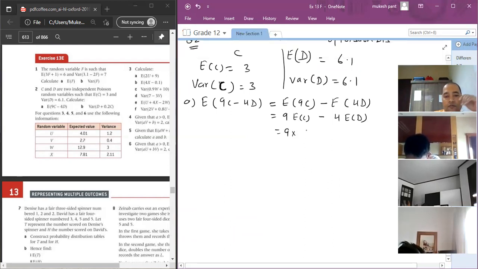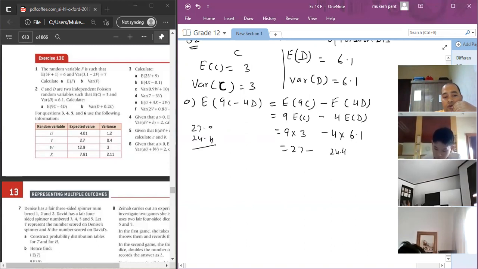This is 9 times E of C, which is 3, and 4 times 6.1, because E of D is 6.1. So 27 minus 24.4. Subtracting, we get 2.6.